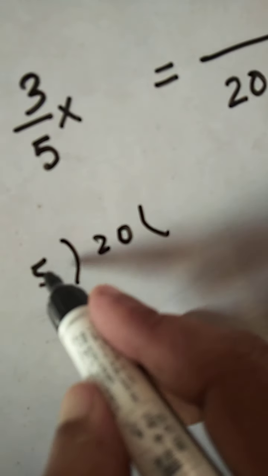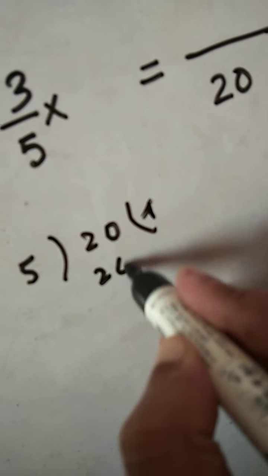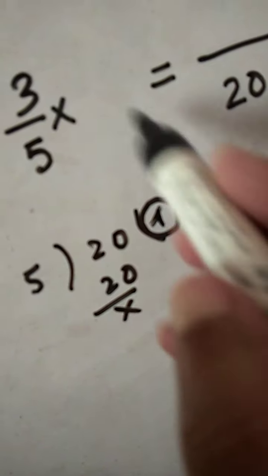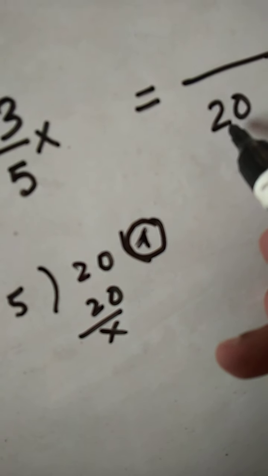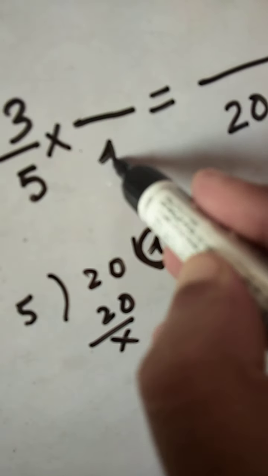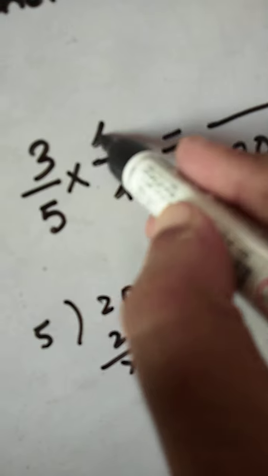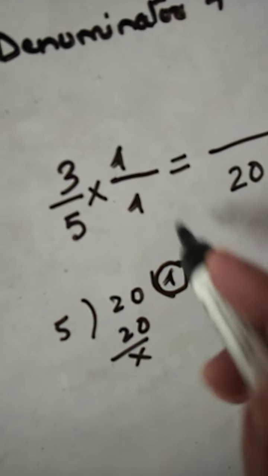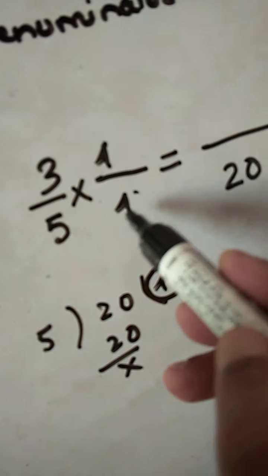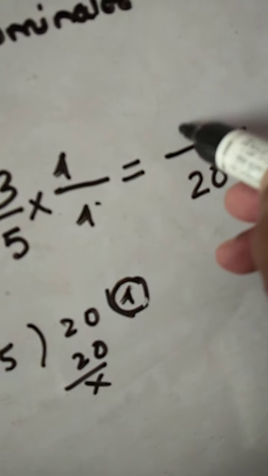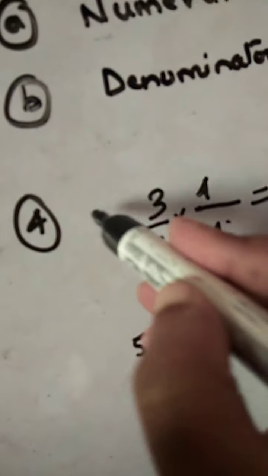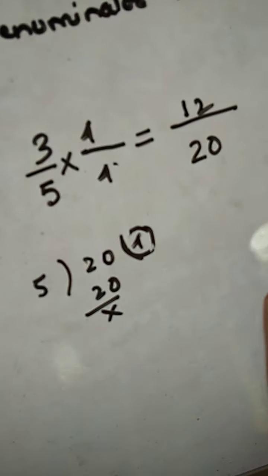So for now, 5 4s are 20, isn't it? What is the required number? 4. That means you have to multiply 4 with 5 to make it 20. But you have to be very careful with one thing also: if you are multiplying 4 with the denominator, the same thing you have to do with the numerator also. So 4 needs to be multiplied with the denominator as well as with the numerator. So 5 4s are 20 and 3 4s are what? 12. So this is your required solution of sum number A, and this division you will do in rough.